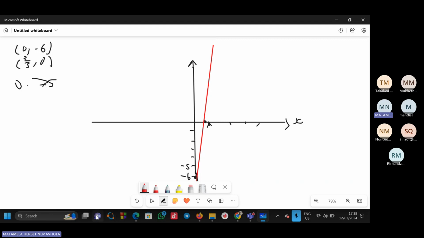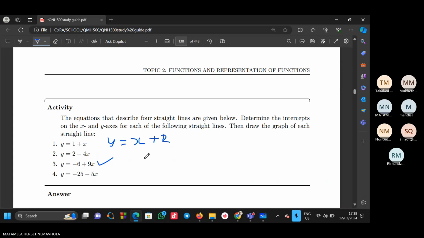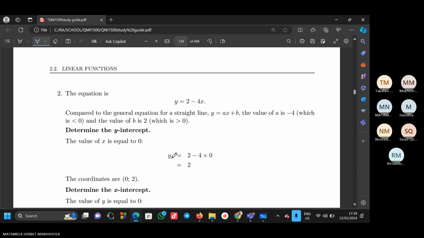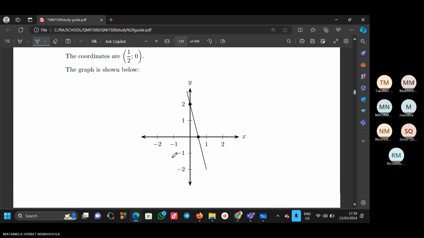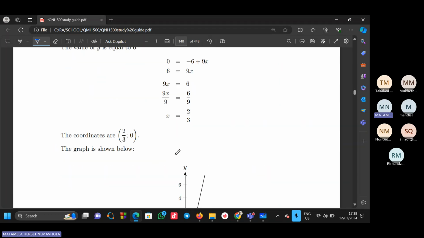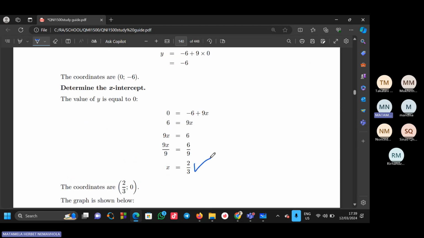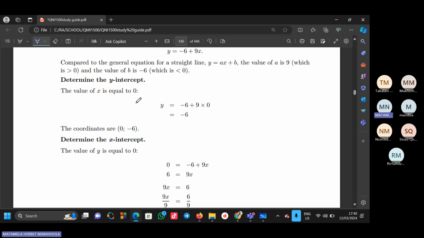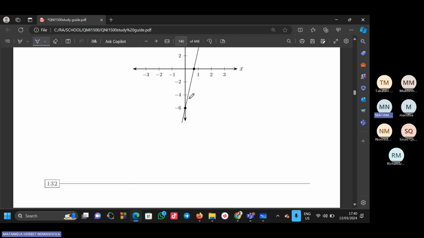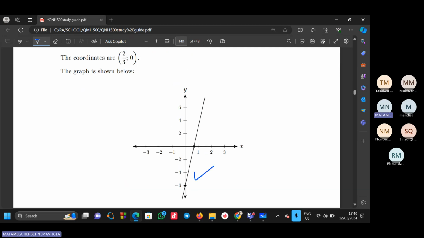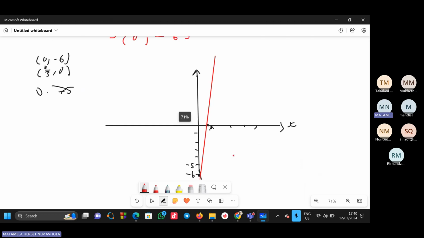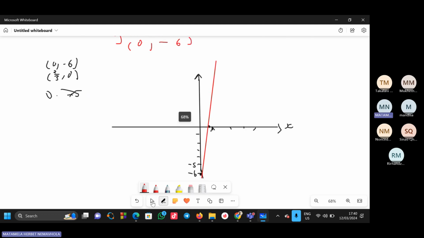So if you go to your books, it's number 3. I think in this activity, they tried to answer these questions. Let's see. There it is. You can see it's exactly the same as we've drawn. You see that we get this point for the x-intercept when y equals 0. And then for the y-intercept when x equals 0, we got also this point. Then when we draw it, you draw it exactly that way. And it's exactly the way we did it here.